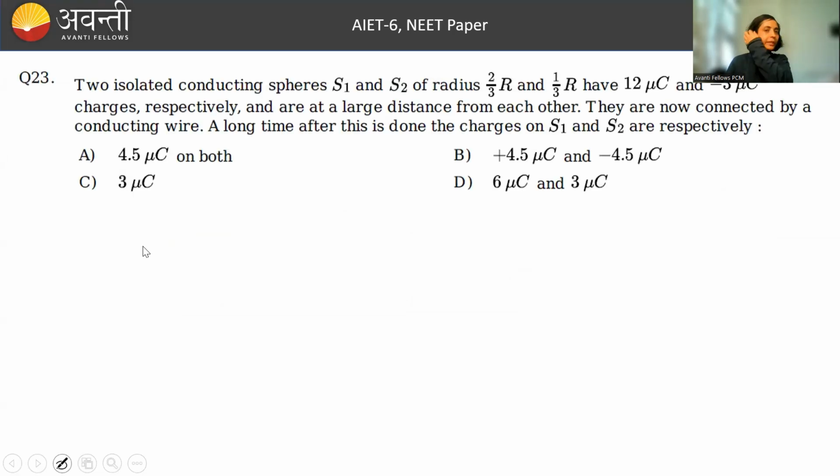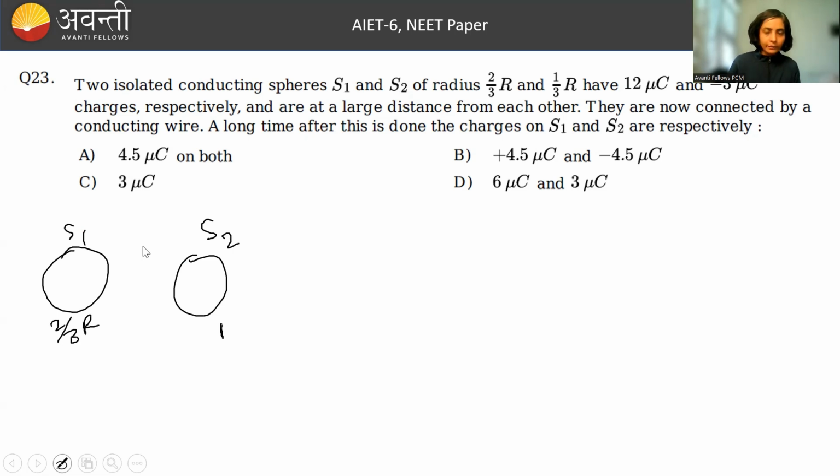Yes. Now this is a very important topic because from here question comes time and again. So there are two isolated conducting spheres. We have S1, we have S2. They are isolated. Its radius is 2 by 3r. Its radius is r by 3. Okay? And one has a charge of 12 microcoulomb. This has a charge of 12 microcoulomb and this has a charge of minus 3 microcoulomb. Okay? And they are at a large distance from each other. They are now connected by a conducting wire. A long time after this is done, after connection is made, charge on S1 and S2 are respectively what?